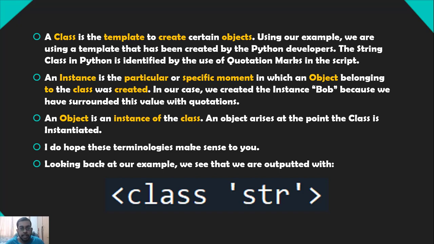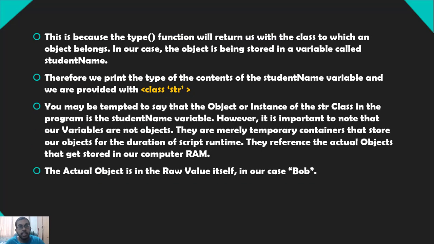Looking back at our example, we see that we are outputted with class string. This is because the type function will return us with the class to which an object belongs. In our case, the object is being stored in a variable called student name. Therefore, we print the type of the contents of the student name variable and we are provided with class string.